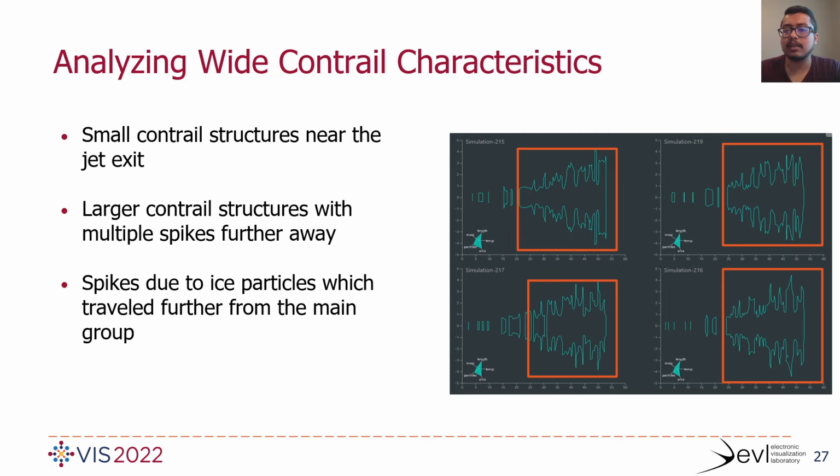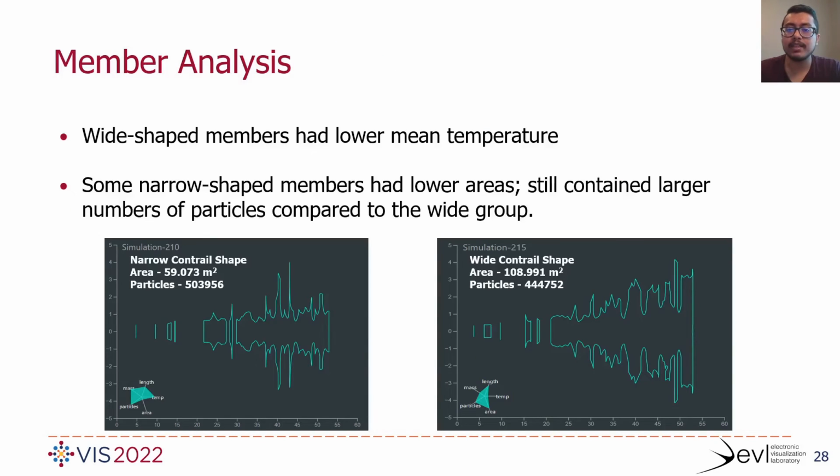After discussion, they concluded that the spikes were due to ice particles that traveled further from the main group during the simulation. The wide-shaped members tended to have lower mean temperatures than the narrow-shaped. Surprisingly, some of the narrow-shaped members, even though they had lower areas, contained a large number of particles.